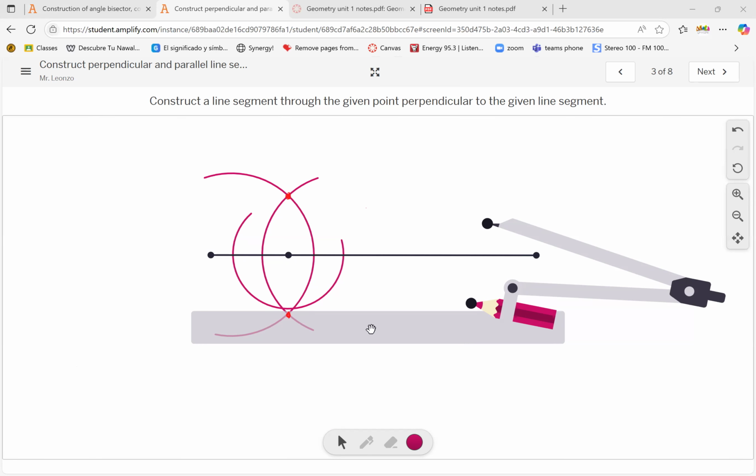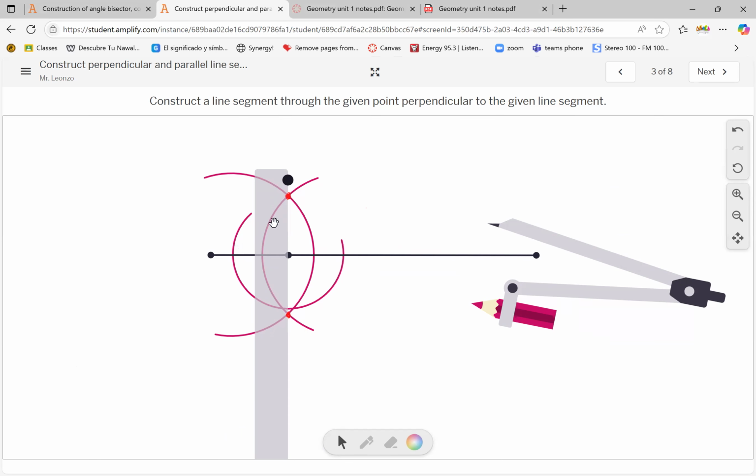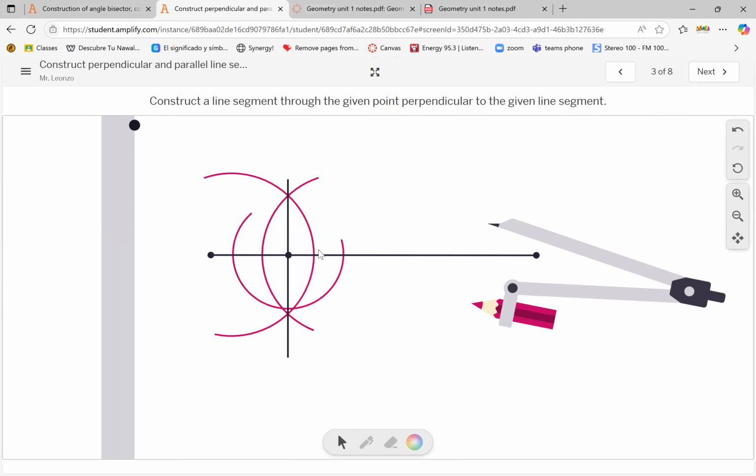Now, I'm going to grab my ruler. I'm gonna go here. I'm gonna grab my pen and there. There you go. Now this line segment goes through the point that was given originally, and it crosses the other segment at 90 degrees. That's what we were supposed to do. So we're good on that one.